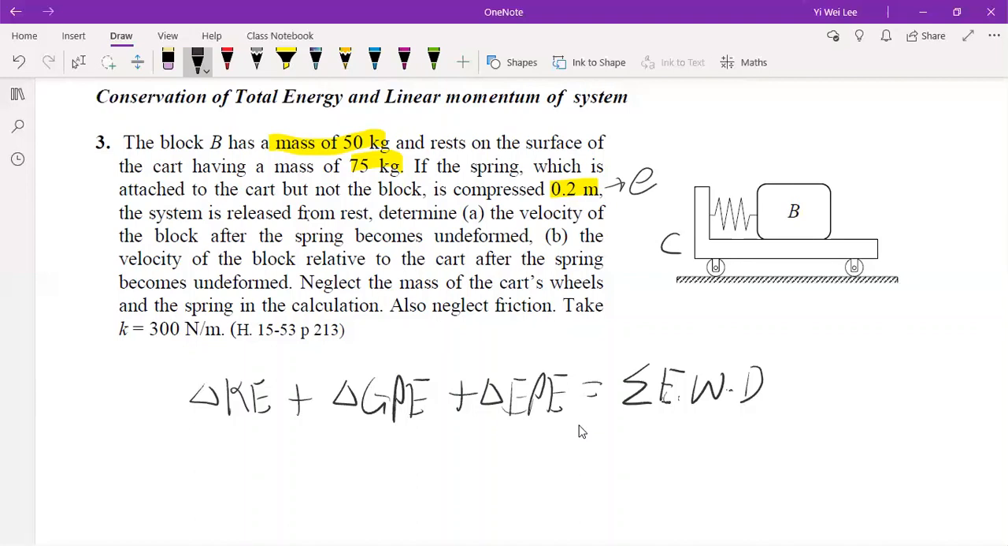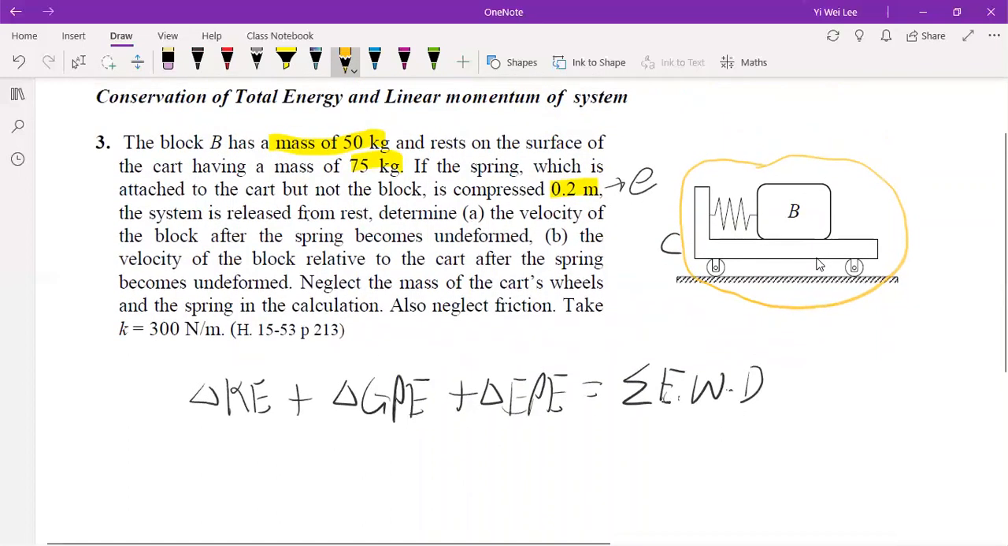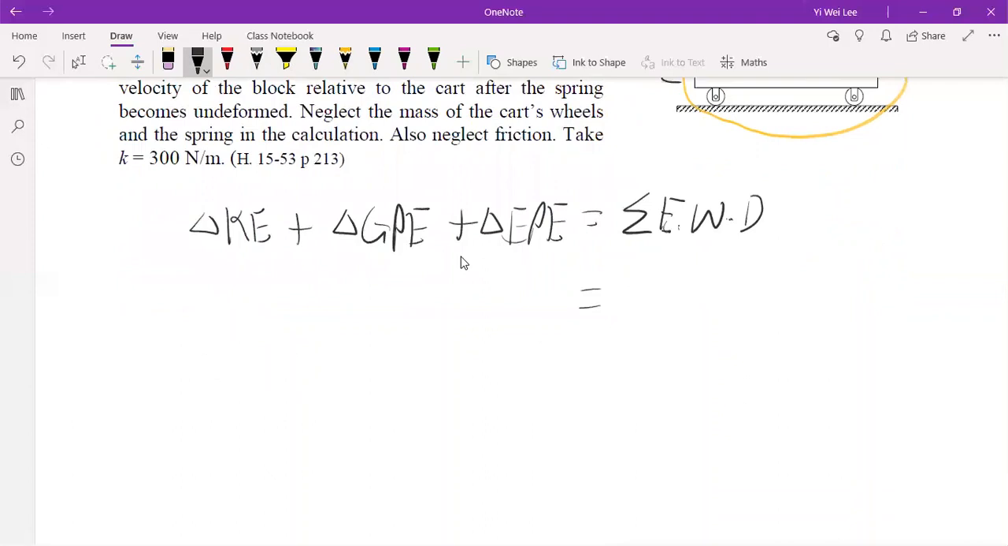It's very messy. So what I will do is draw a boundary across the cart and the block, across everything. If I draw across everything, you can see there's actually no external force acting on this system. Then you might say there's a weight, but the weight is cancelled by the normal force. So there is no net external force acting on this system. When there's no net external force, the work done by external force is zero. The gravitational potential energy change is zero. Now we only have two terms: the kinetic energy and the changing elastic potential energy.